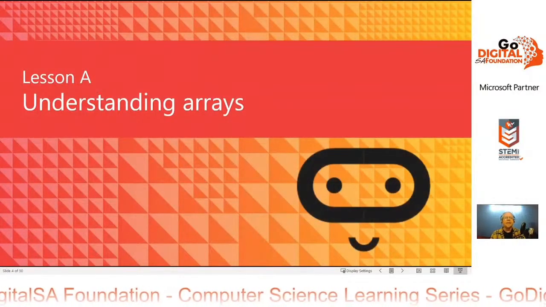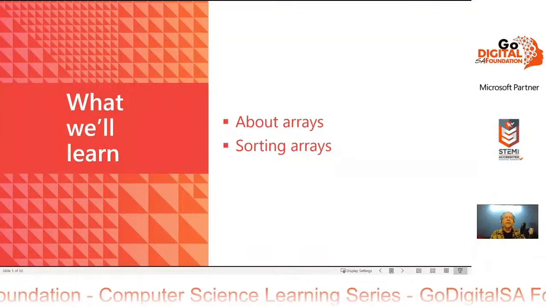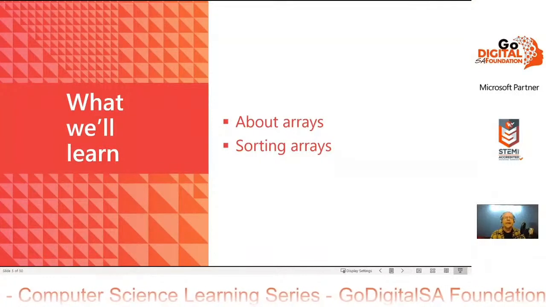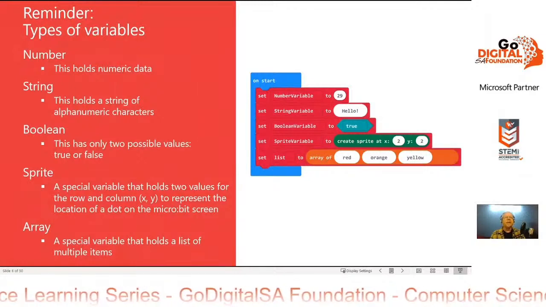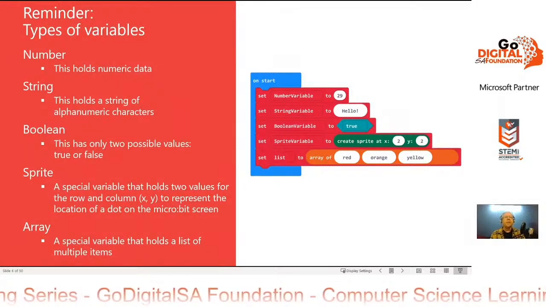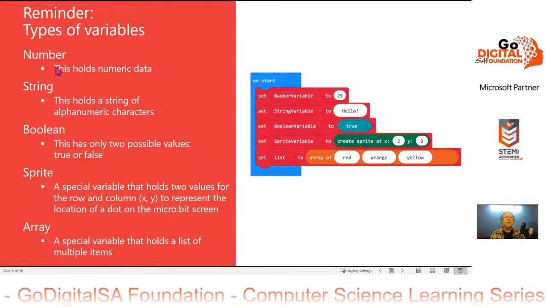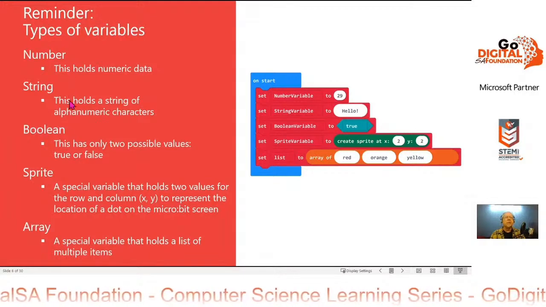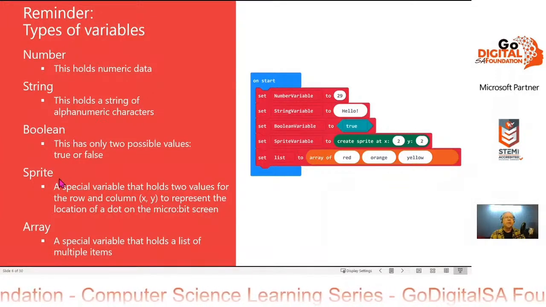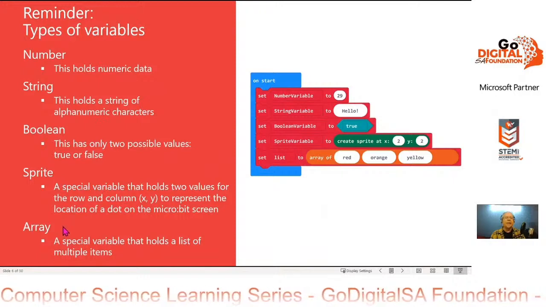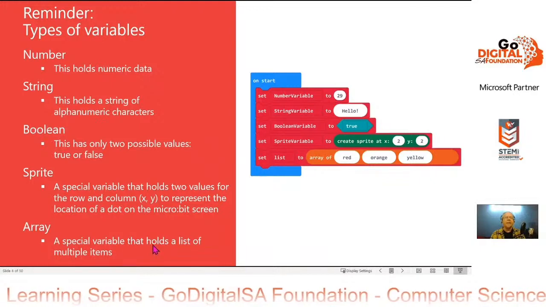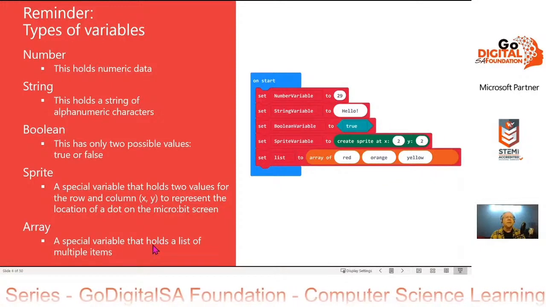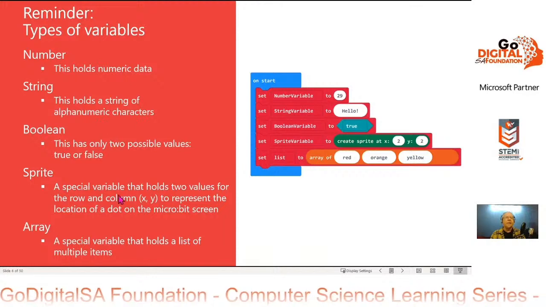So Lesson 8, Understanding Arrays. We'll be looking at About Arrays and Sorting Arrays. And here's just a reminder, you remember that we talked about types of variables. We've got numbers, strings, booleans, sprites, and then we've got arrays. An array is a list of multiple items, and it can be a list of numbers, it can be a list of strings, and it can be a list of other things.